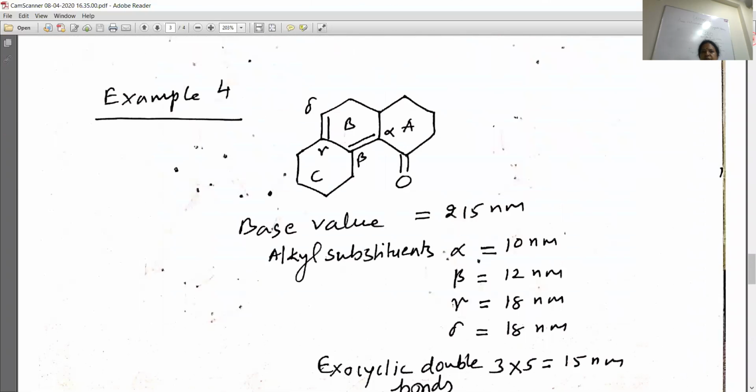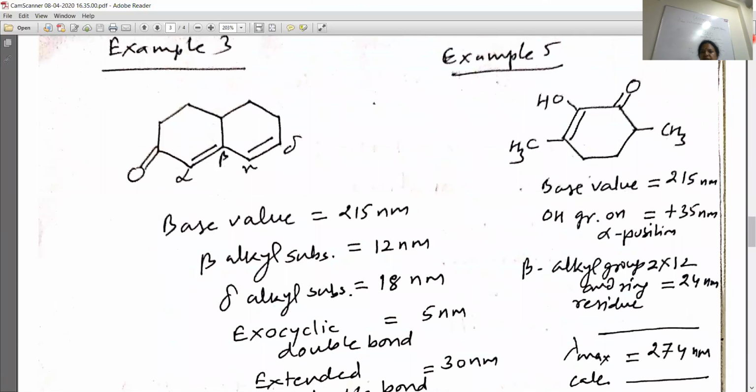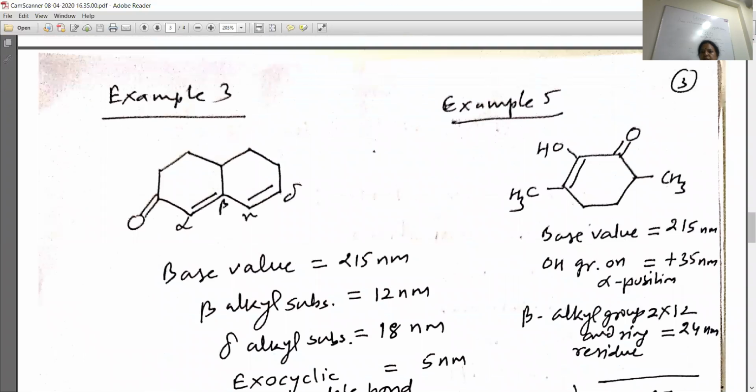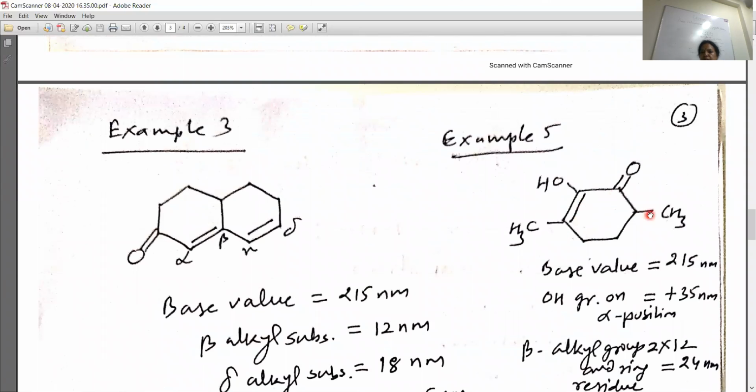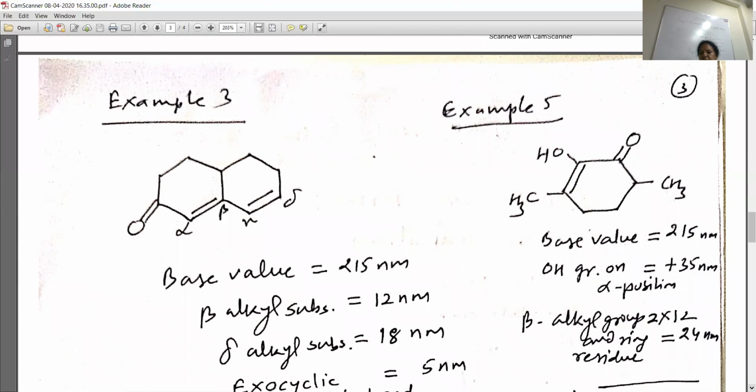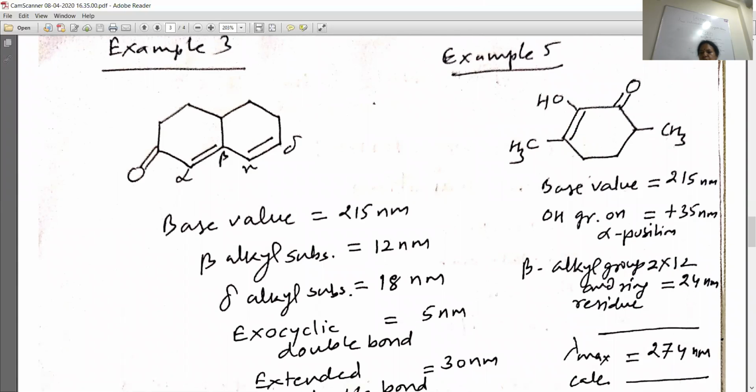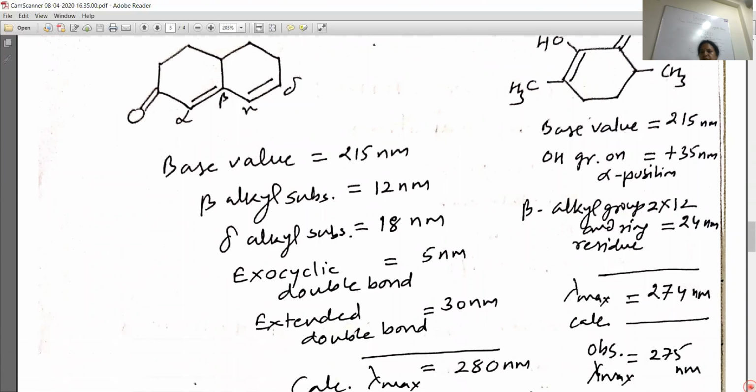One more example. Here, in this example, base value 215 nanometer, hydroxy group on alpha position. See here, hydroxy alpha position plus 35 nanometer. Beta alkyl group. Beta alkyl group means one is this and second is this. So 12 multiplied by 2, 24 nanometer. So total lambda max value will be 274 nanometer.